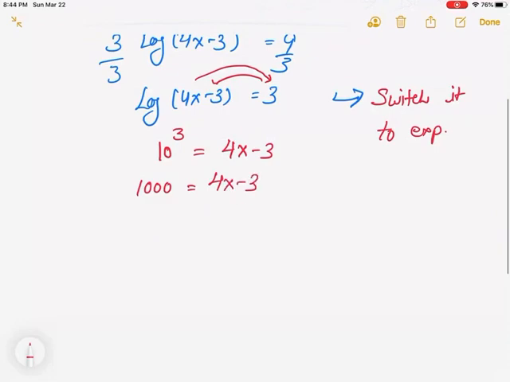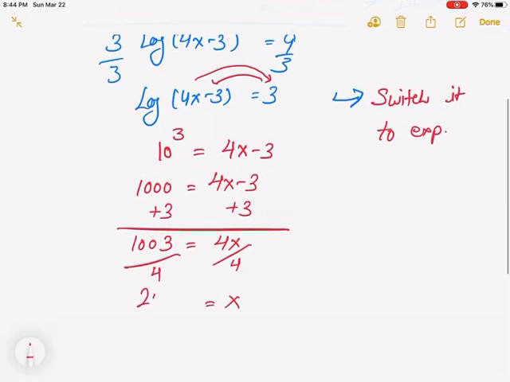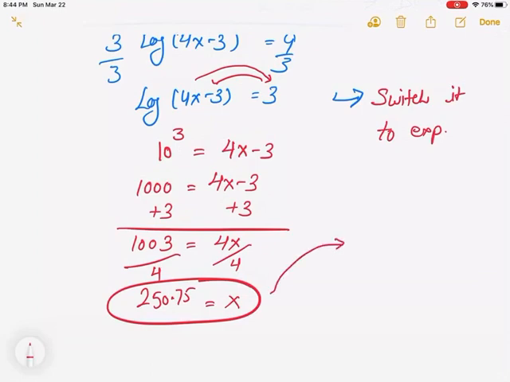4x minus 3, add 3, almost there. 1003 is equal to 4x, divide by 4. And x is equal to 250.75. Here you go. That's my answer. If you want to try any problem like this, you could go to page number 546 and you could try Got It 5.